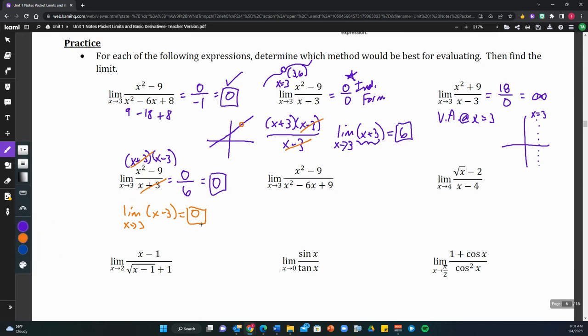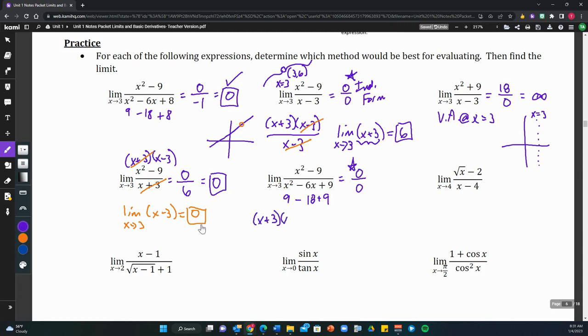All right, next one. Limit as x approaches 3 of x squared minus 9 over x squared minus 6x plus 9. So direct substitution first, I get 0 up top. And then the denominator, I get 9 minus 18 plus 9, which gives me 0 as well. So another indeterminate form. So we need to factor.